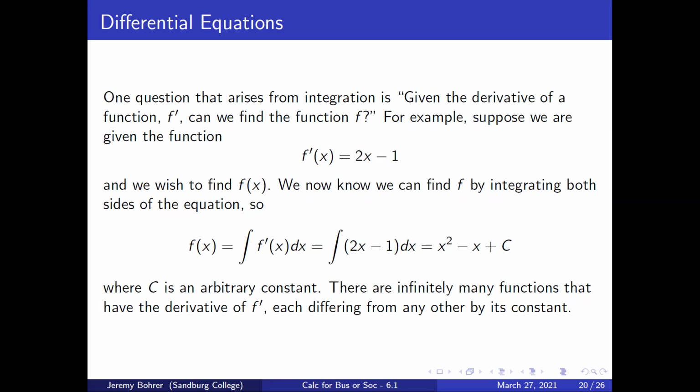So f of x equals the indefinite integral of f prime of x dx, which is the indefinite integral of 2x minus 1 dx, which is x squared minus x plus c, where c is an arbitrary constant. There are infinitely many functions that have the derivative of f prime, each differing from any other by its constant.